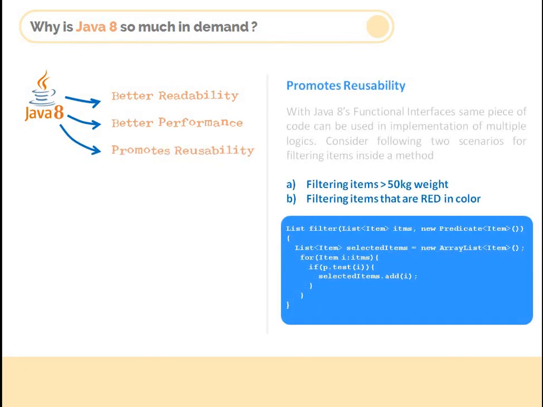Then Java 8 also promotes reusability. As you can see, I've taken up a scenario where I need to filter certain items by weight and also by color, and you can see here the same piece of code can do both things. So now consider a situation where I have 10 more filtering scenarios. I can use the same piece of code to do the job for all the 10 scenarios. It is a good example of reusability as well as separation of concerns.